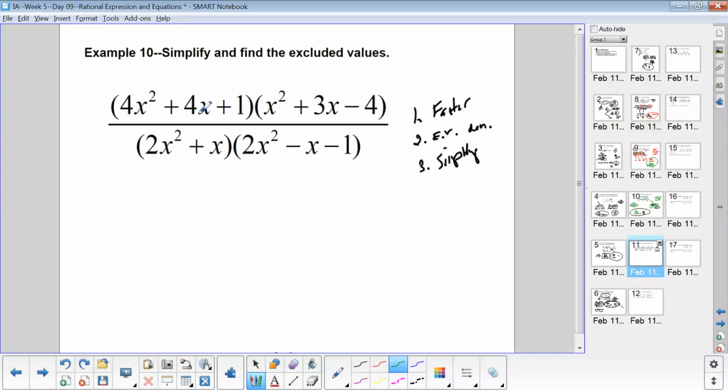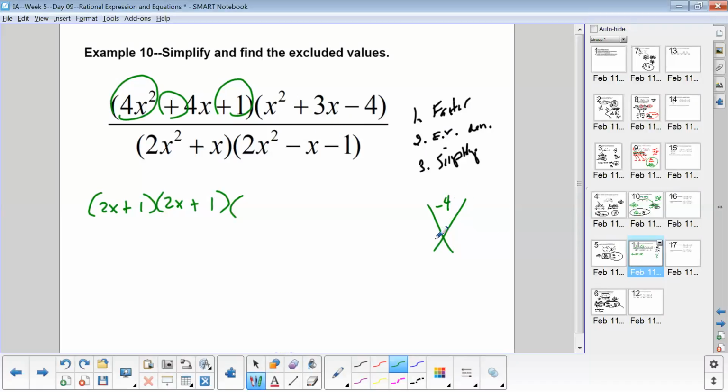So 4x squared plus 4x plus 1, well, I recognize that to be a perfect square and that to be a perfect square. So based on our special products, this would be 2x and 1, 2x and 1, and remember where the sign comes from is right here. The second one, I need 2 factors that multiply to give me -4 and add to give me 3, which would be 4 and 1, with -1 and a +4. So since a is 1, I can go directly from here. So x plus 4 and x minus 1.